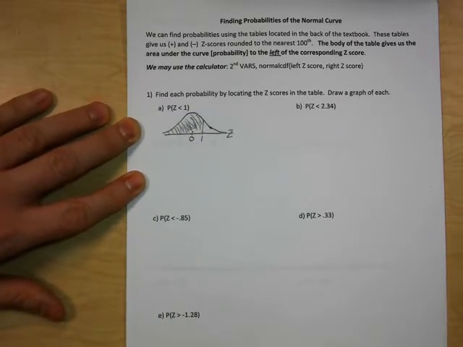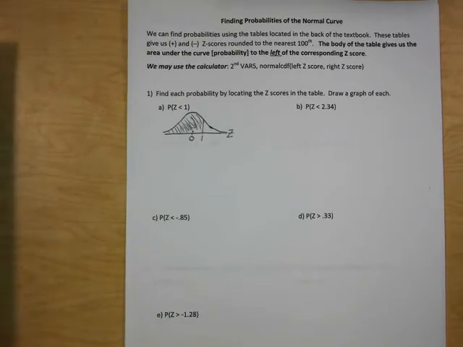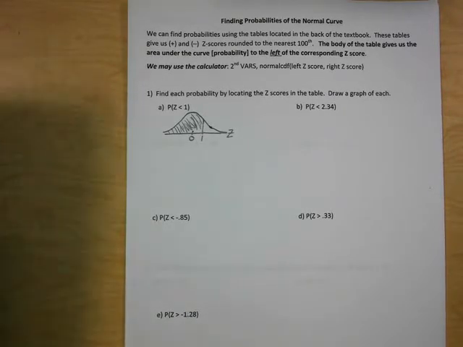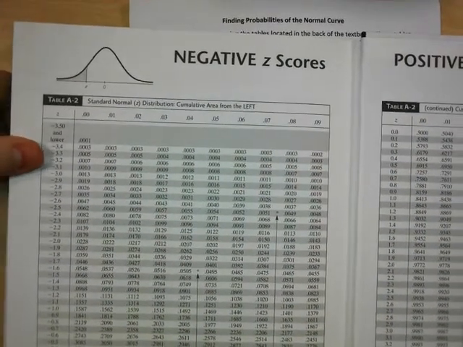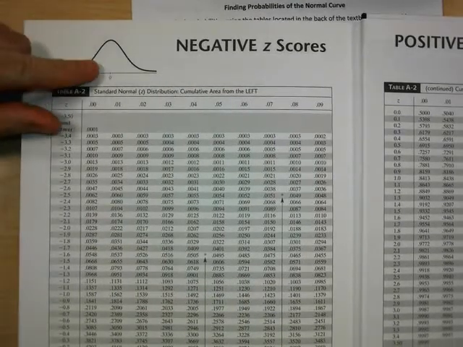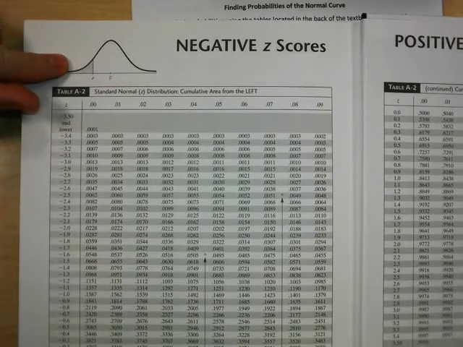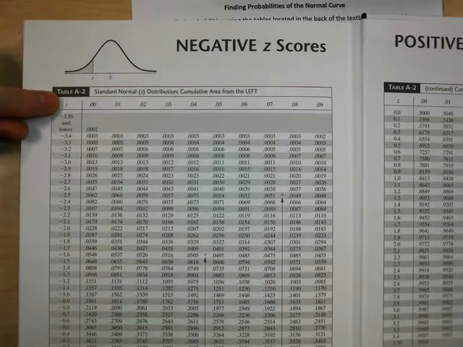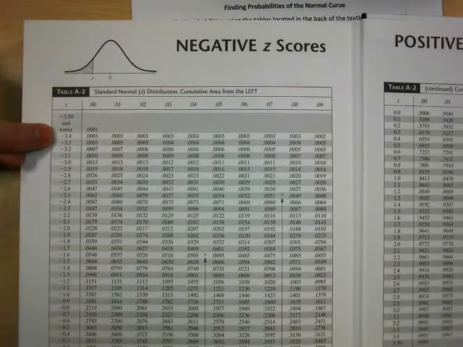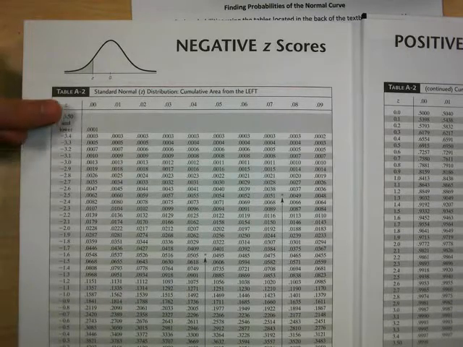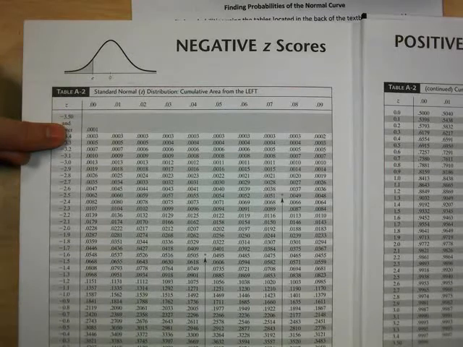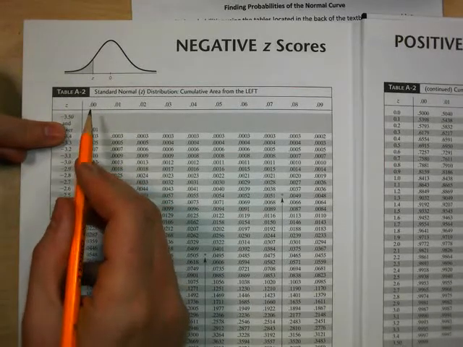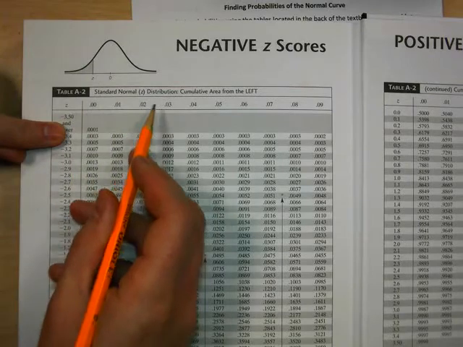Okay, so what we do is in the back of the book, in table A2, they're on two different pages. We have negative Z-scores, and you can see that the Z is labeled and then shaded to the left. And we see Z, and then in the left-hand column, negative 3.4, negative 3.3, and so on. Those are the negative Z-scores, which means you're to the left of 0, to the nearest tenth. And then going across the top is the hundredth place.